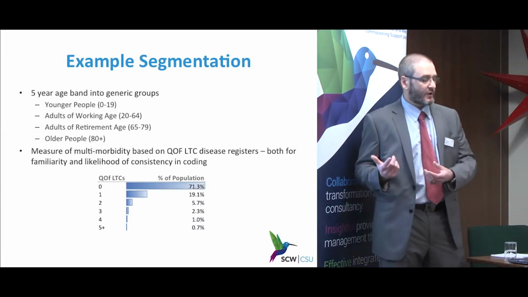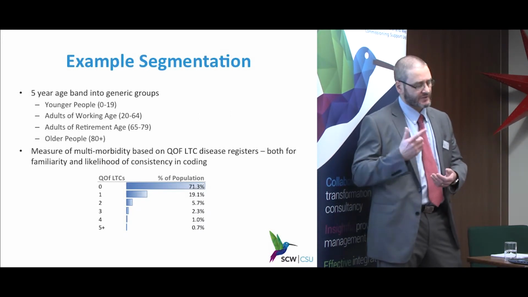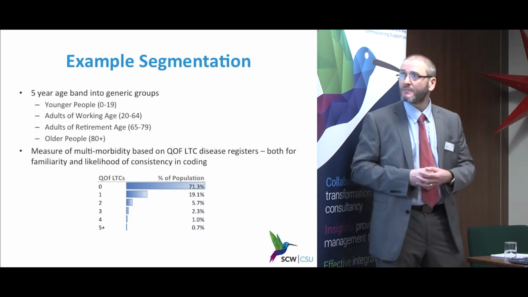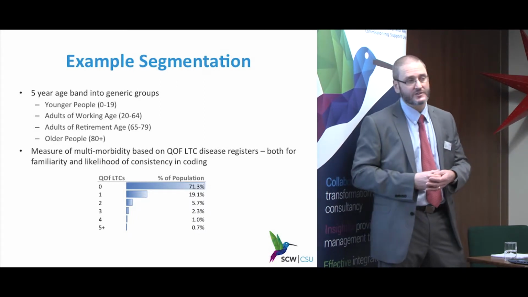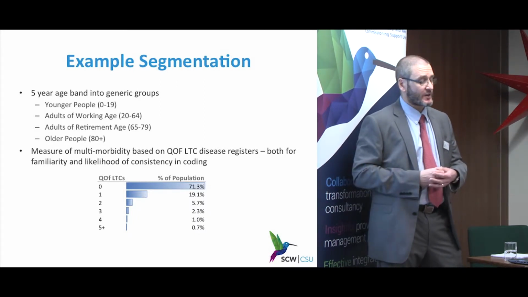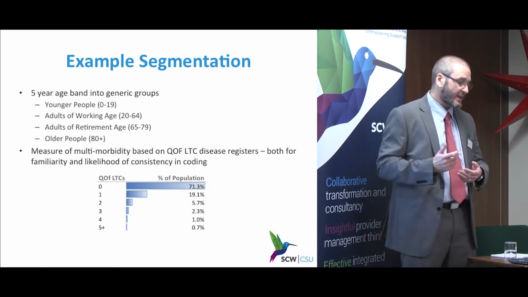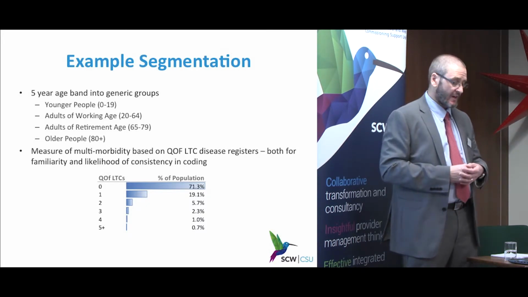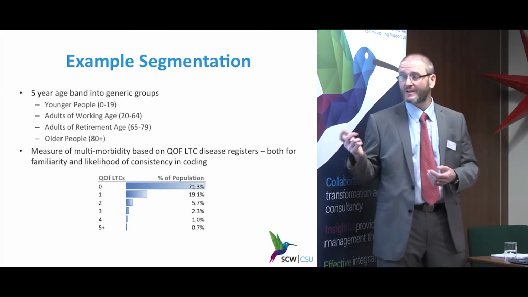So this is an example of a way that we've approached segmentation to date, and I think you'll see a couple of examples of it done slightly differently later on this morning. But we've taken 5-year age band and put it into very generic age groups. Obviously that feature is highly flexible depending on your particular local interest. You might have certain specific age bands or groups that you're interested in. And we've taken a measure of multimorbidity based on the QOF long-term conditions, disease registers. That's both for familiarity but also likelihood of the coding of those conditions being consistent.